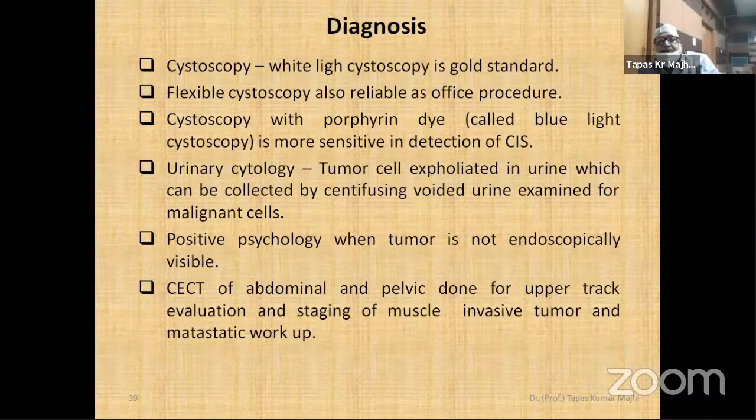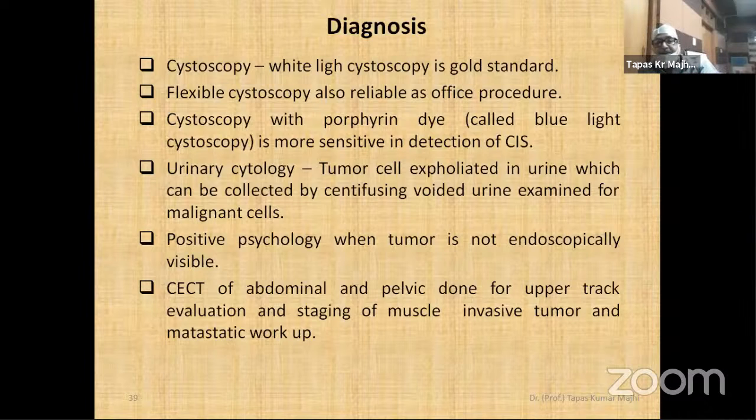Flexible cystoscopy can be used as an office procedure. Cystoscopy with porphyrin dye, called blue light cystoscopy, is more sensitive for detection of CIS, carcinoma in situ. Tumor cytology: tumor cells are exfoliated in the urine, which can be collected by centrifuging voided urine for examination for malignant cells. Positive cytology when the tumor is not endoscopically visible is suggestive of a tumor, and proper imaging and follow-up are required.